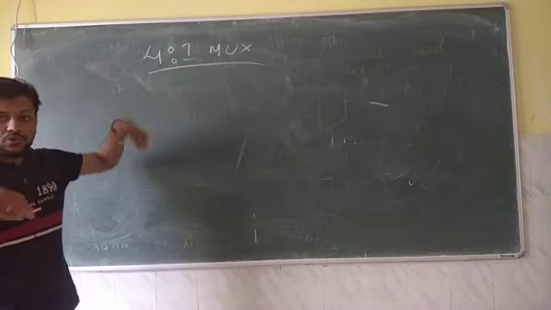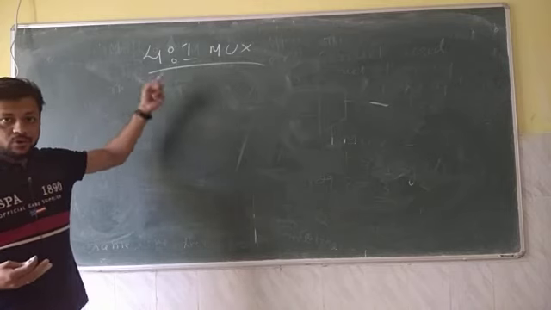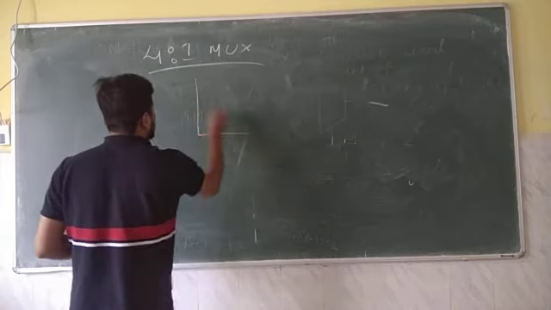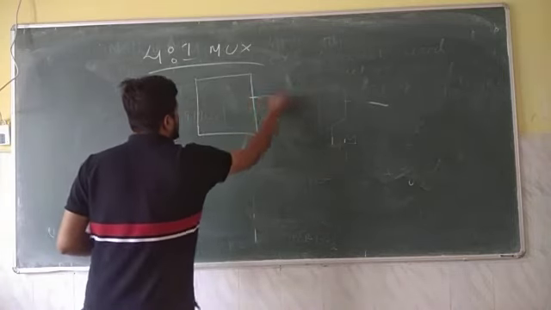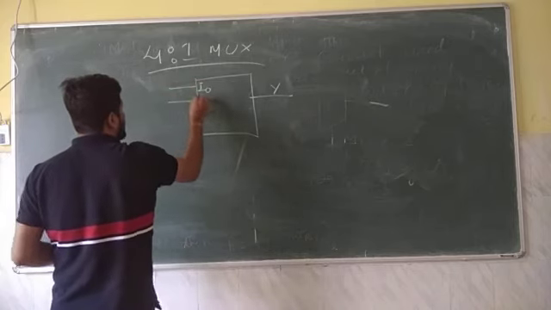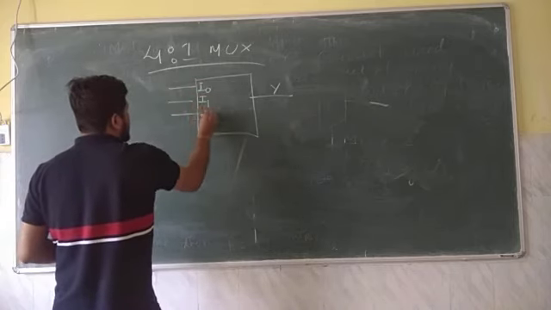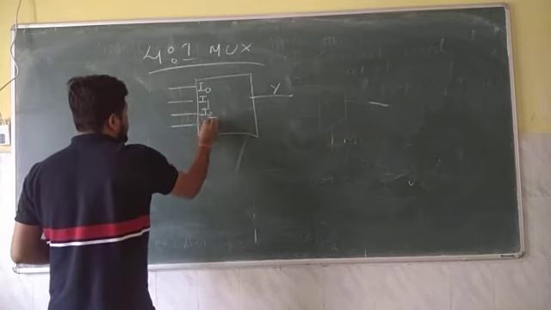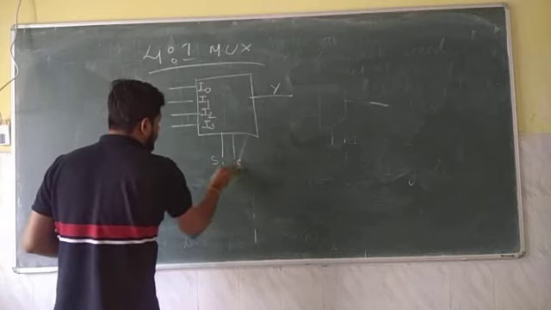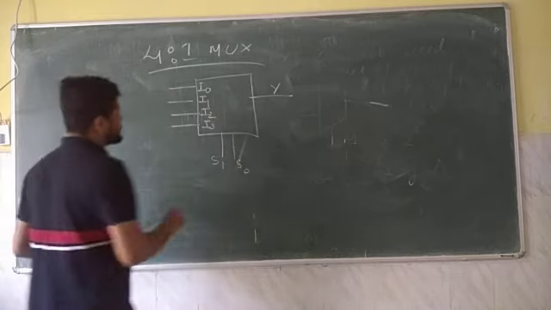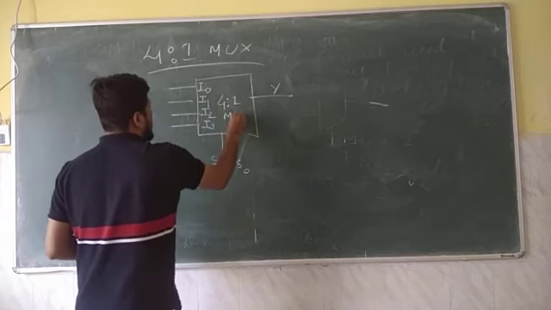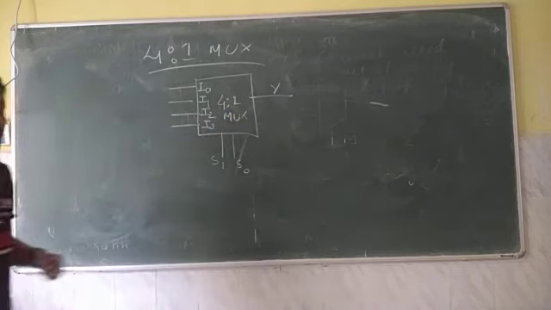4 can be written as 2 square, that means 2 to the power 2. That means we have 2 selection lines for selection purpose. So we have output as Y, then we have I0, I1, I2 and I3. Now we have 2 selection lines, that is S1, S0, and this is your 4:1 MUX.